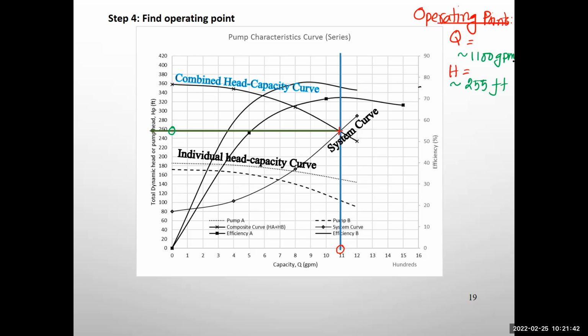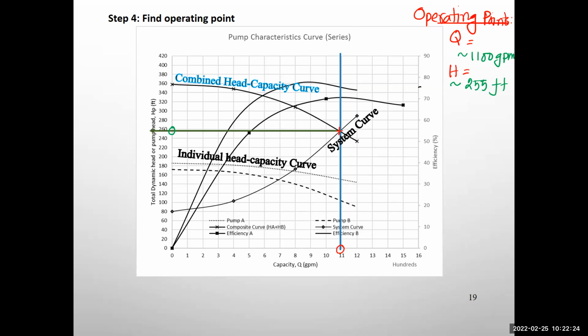Now, how is this 1100 GPM made? Obviously, pump A contributed something, pump B contributed something, right? So that's what we need to find right now. This Q is same, head is different, head is being added in the pumps in series, right? So in this 255, pump A is contributing something, pump B is contributing something. So we need to find those individual heads. What is the best way to find the individual head? Like how much pump A is contributing, how much pump B is contributing to this 255? What is the best way to find that?